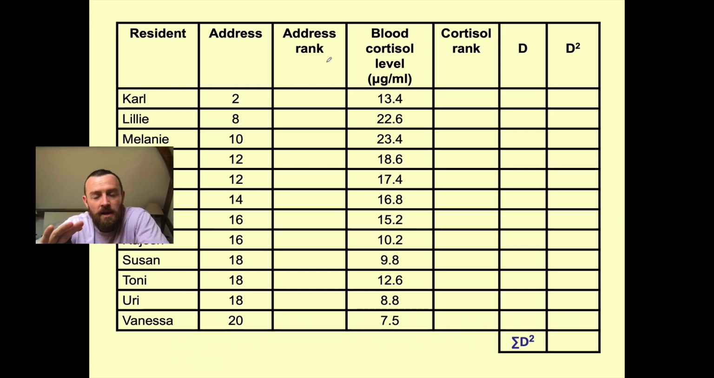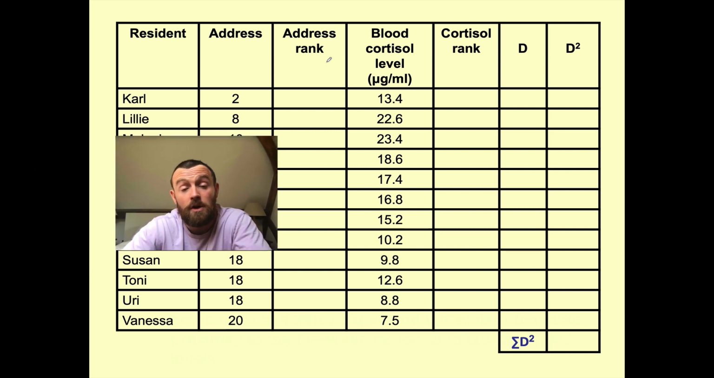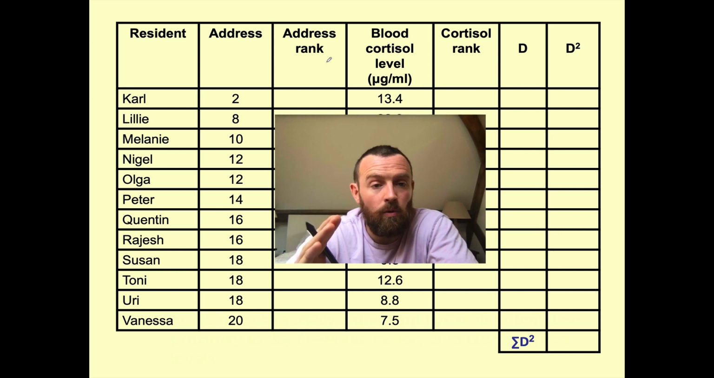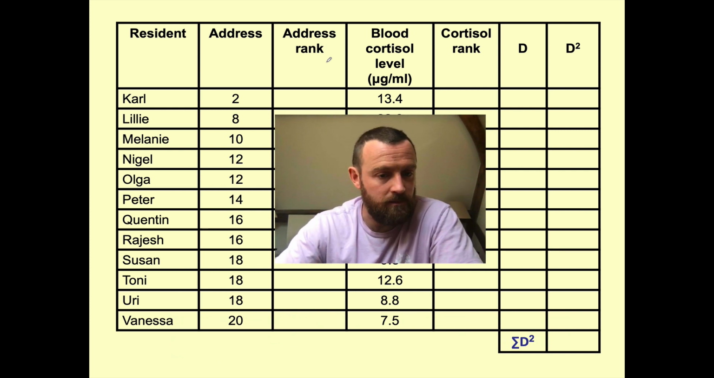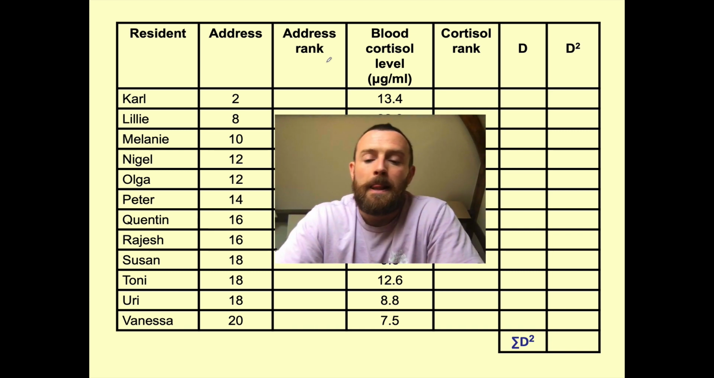All right, here's a table. Now, I've given this to you on Teams for you to fill out. What I'd like you to do is to pause this video, work through ranking all the addresses and ranking all the cortisol levels, working out the differences and the differences squared. Remember what to do if 2 people live at the same address. Can you remember how to do that? You can go back in the video if you can't.